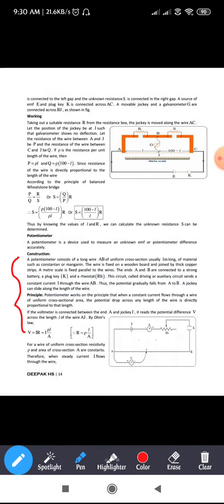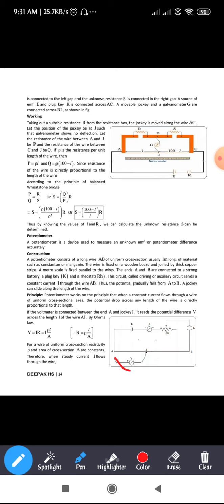Next, as you know, when you close the plug key, the current starts to flow in the circuit. You have a battery here, and you have an ammeter and a rheostat here. The ammeter shows the value of the current which is flowing in the circuit, whereas the rheostat is used to adjust the value of the current in the circuit.